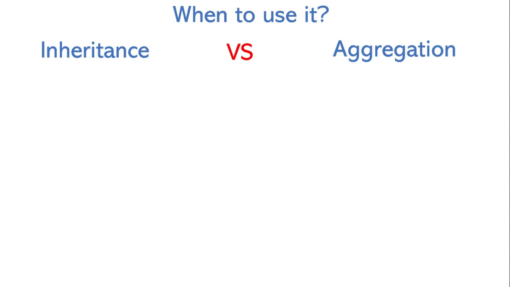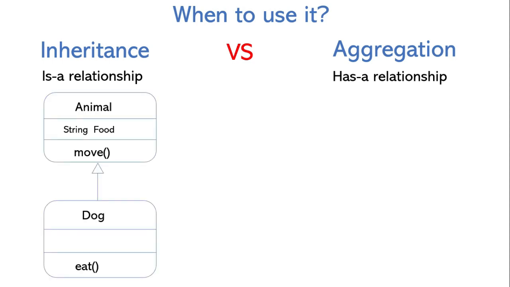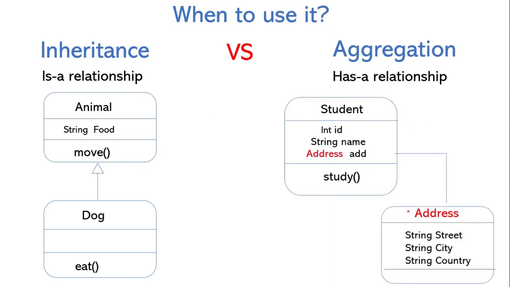Let's see when to use aggregation. In inheritance, there is an "is-a" relationship, while in aggregation, there is a "has-a" relationship. Let's see the example. For example, we have two classes like this, the Dog class and the Animal class. As we can see from this arrow, it means Dog extends Animal. It means the Dog is the child of the Animal class. By having this relationship, the Dog can acquire everything that belongs to Animal, which is the food as well as the method move. While here in aggregation, we have two classes like this.